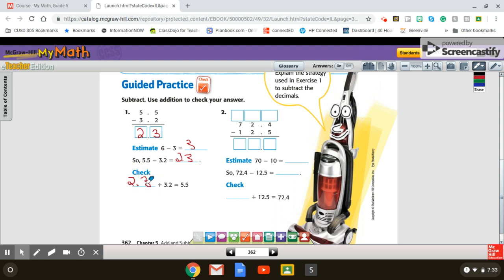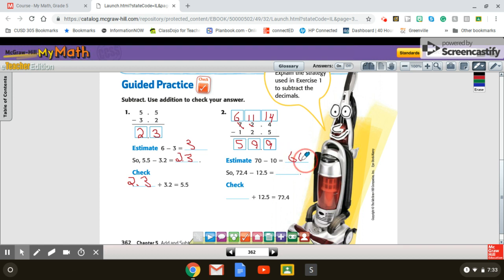Over here you can't take 5 away from 4, so you borrow, making this a 1 and this 14. 14 minus 5 equals 9. Can't take 2 away from 1, so you borrow, making this a 6. You add that 1 here, making that 11. 11 minus 2 is 9. Then 6 minus 1 is 5. So our answer is 59 and 9/10. If we estimated this, we'd get 60.